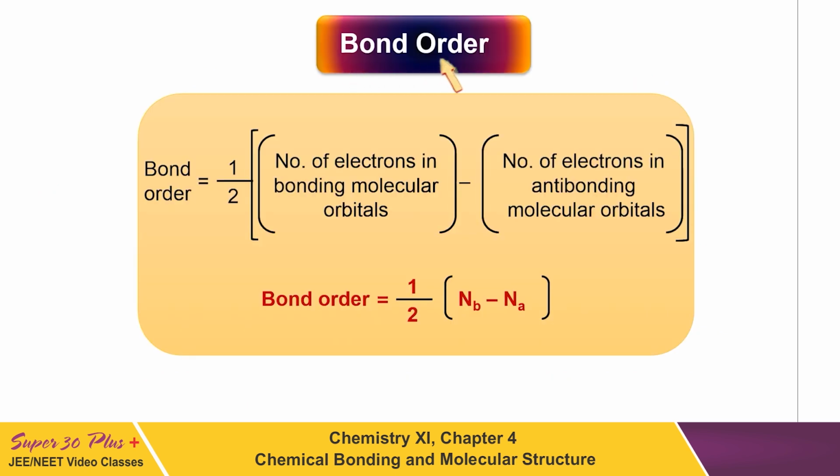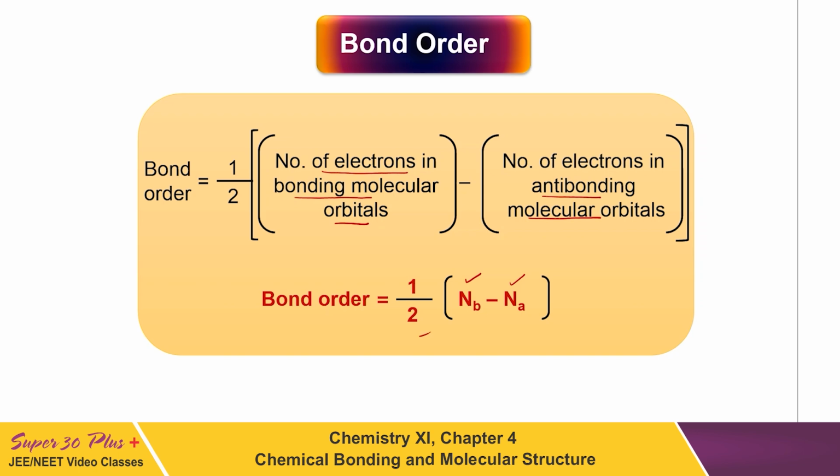Now how to calculate the bond order? With the help of the MO diagram, we can always calculate the bond order. There is a formula for how to calculate the bond order. Bond order is calculated as 1 by 2 into the number of electrons in BMO minus the number of electrons in ABMO. How many total electrons are there in BMO minus how many total electrons are there in ABMO, and the subtraction is finally divided by 2.